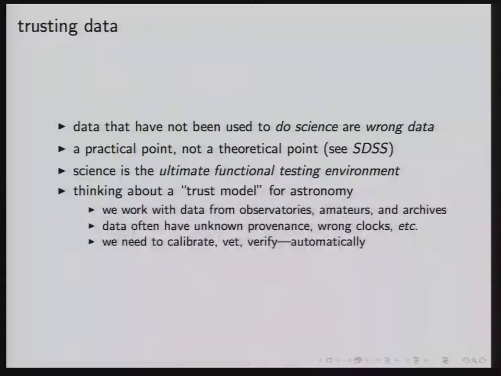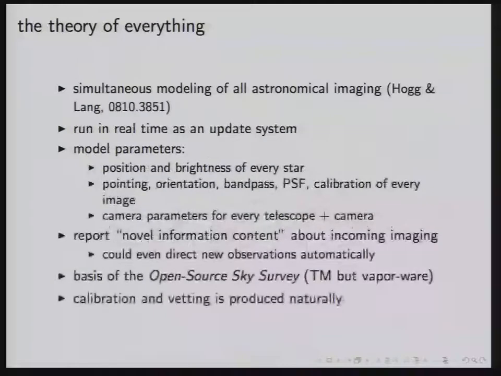So finding the dates of those images is like a science project. If the system can do that science project and successfully come up with an outcome, that's a very strong argument that the data that went into the system is reliable and useful. And so we're trying to build this kind of trust model for astronomy and for data in general.